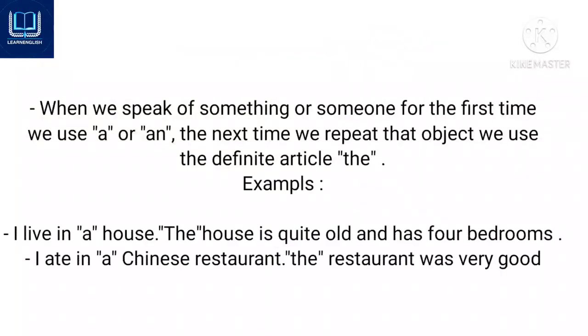When we speak of something or someone for the first time, we use a or an. The next time we repeat that object, we use the definite article the. Examples: I live in a house. The house is quite old and has 4 bedrooms. The second example: I ate in a Chinese restaurant. The restaurant was very good.